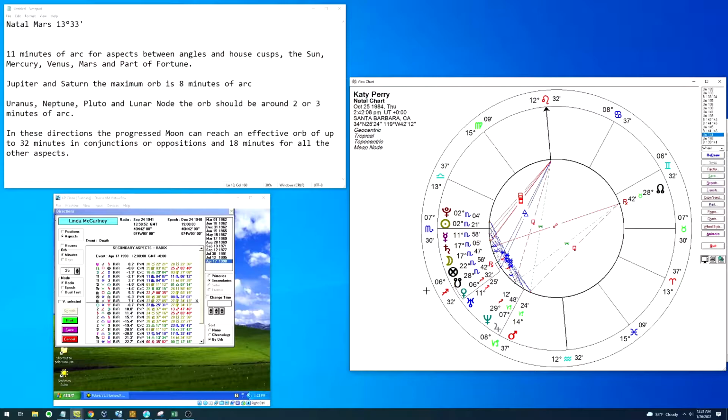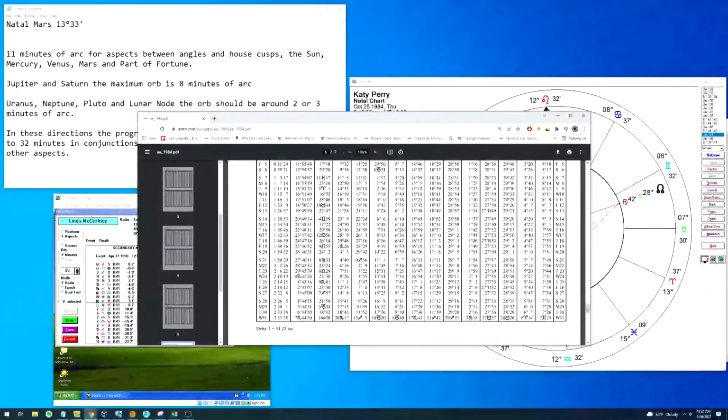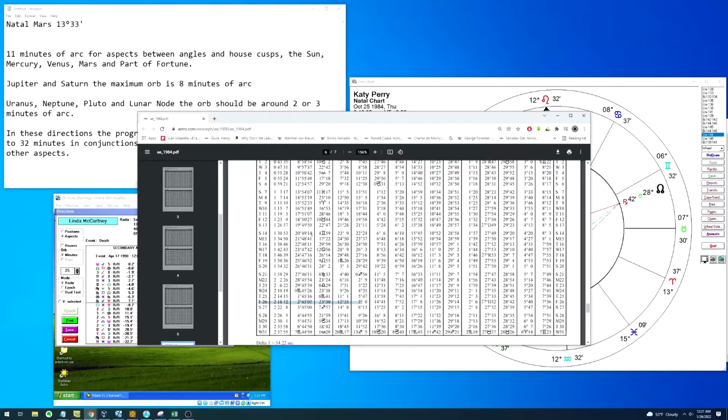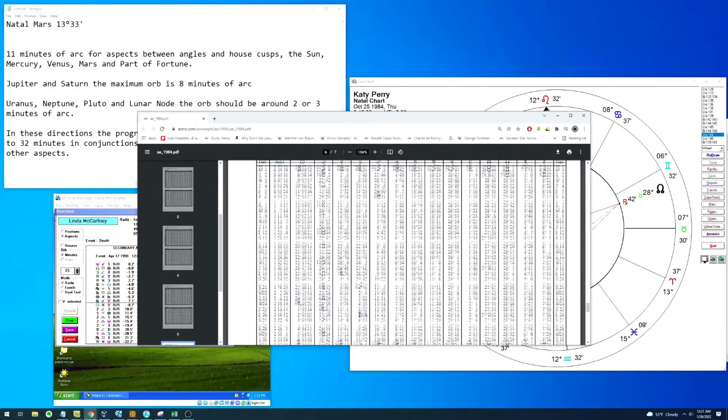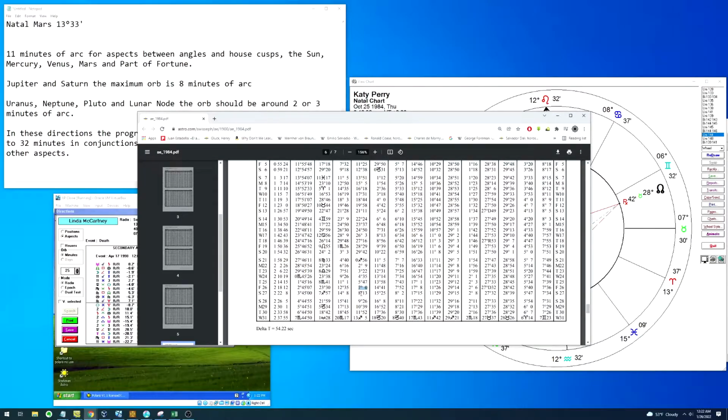Now let's say here, because in this system 1 day equals 1 year, so let's say on the 26th of October Venus is at 7 degrees of Sagittarius. On the 27th, it's at 8 degrees and 13 minutes. This jump from here to here in this system takes 1 year.